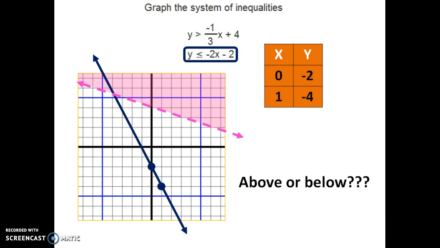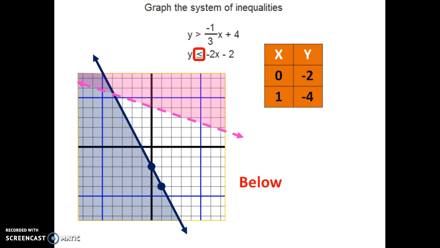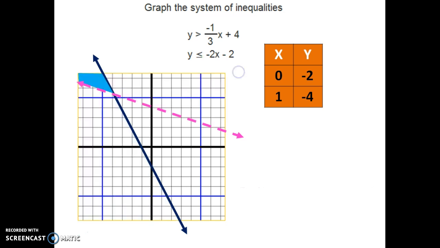Then we do need to shade, and our question is to shade above or below. Noting that we have a less than or equal to, that's going to tell us to shade below. So we shade this part in blue. And the overlapping region is our solution. That is where all of the possible points for this scenario exist.